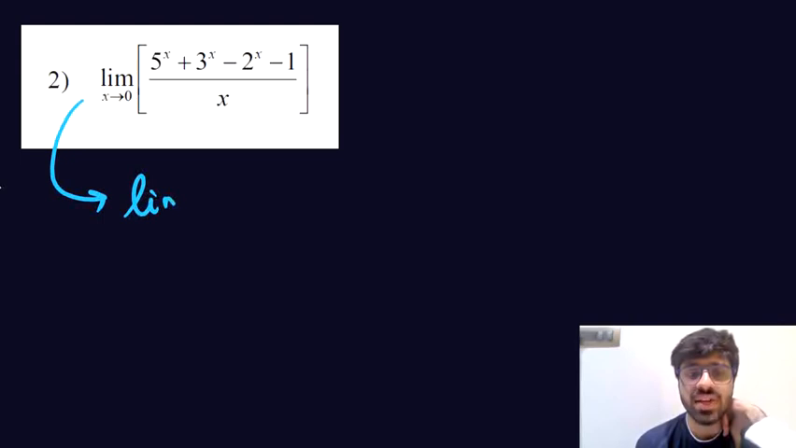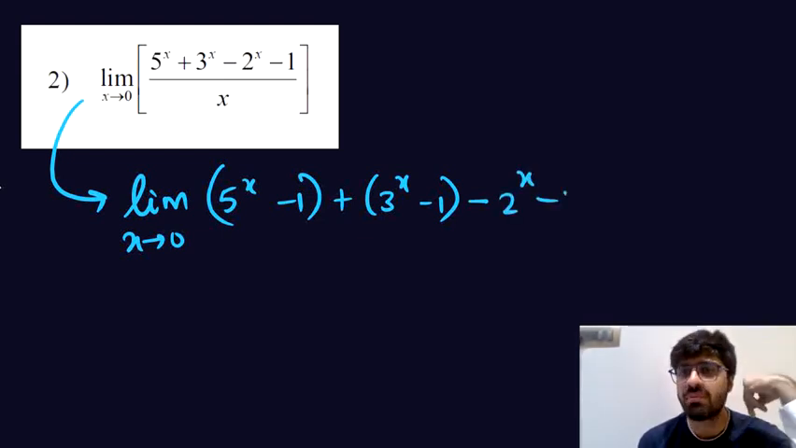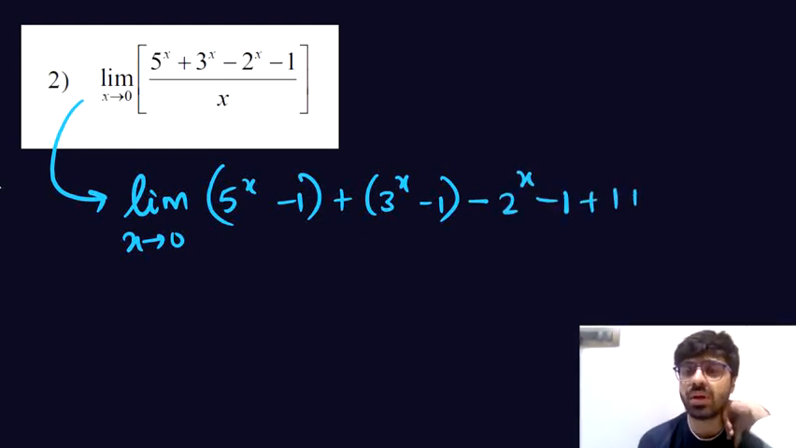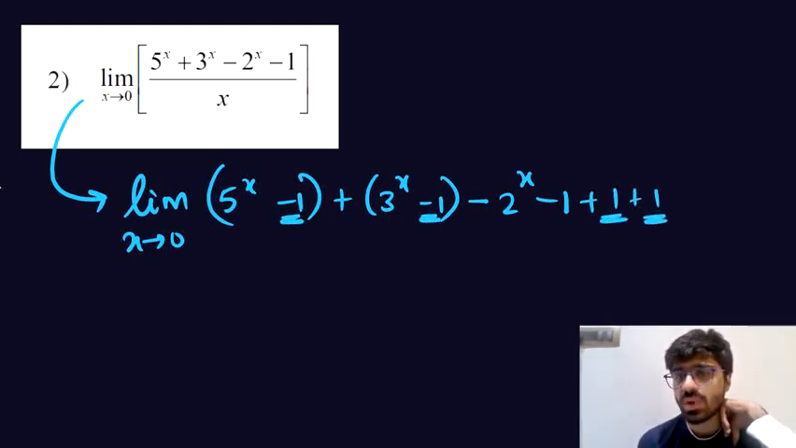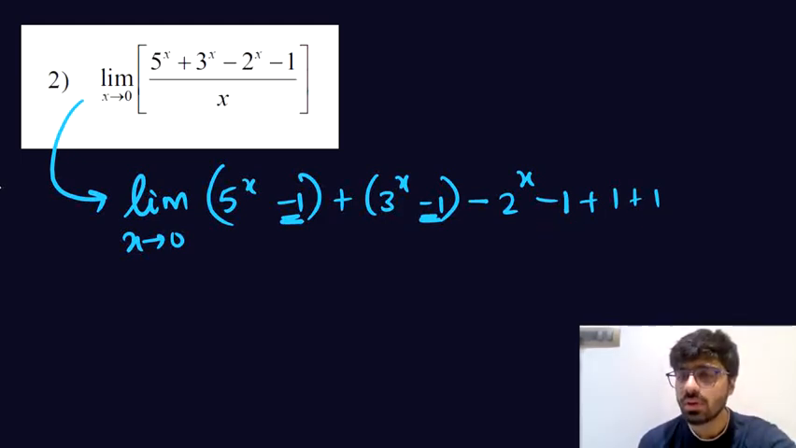So you can say this is limit of x tends to 0, 5 power x minus 1. I know we don't have that minus 1, but we will balance it by writing plus 1 in the end. Plus we have 3 power x minus 1. Minus we will pull out. Let's write it as minus 2 power x only for the time being, minus 1. And then in the end we have plus 1 plus 1. That plus 1 and plus 1 is balancing this and this. Where did this minus 1 come from? It was already there in the expression. Okay. So now minus 1 plus 1 plus 1 will give you plus 1.